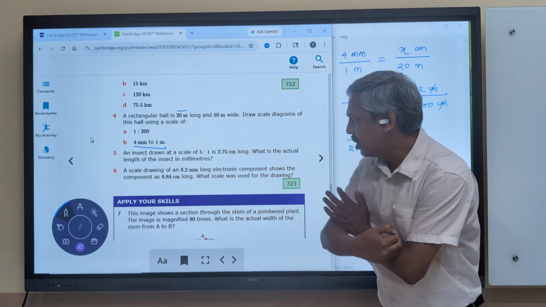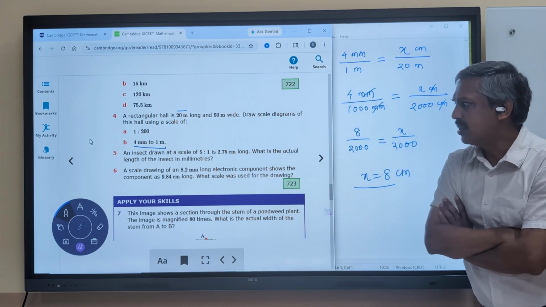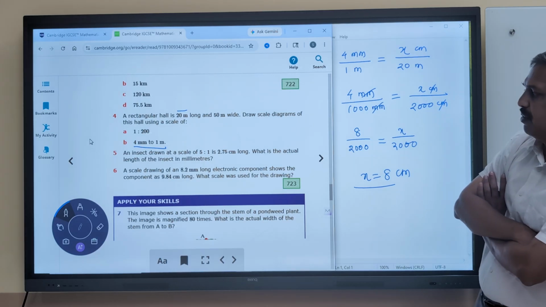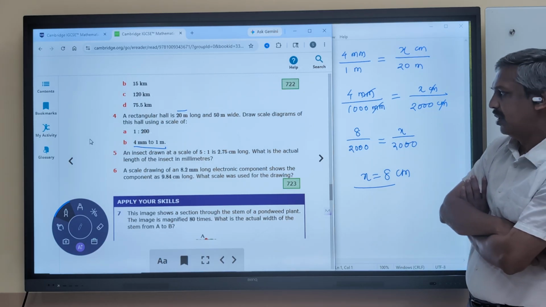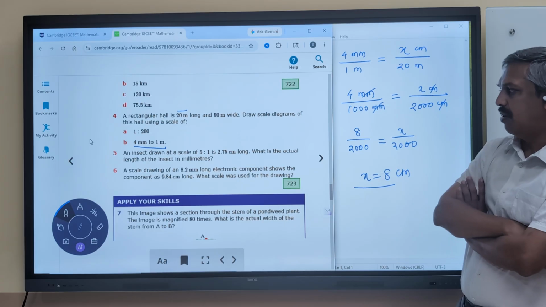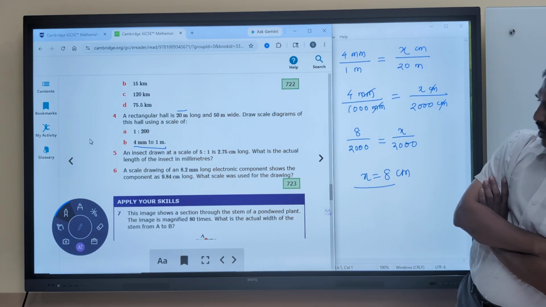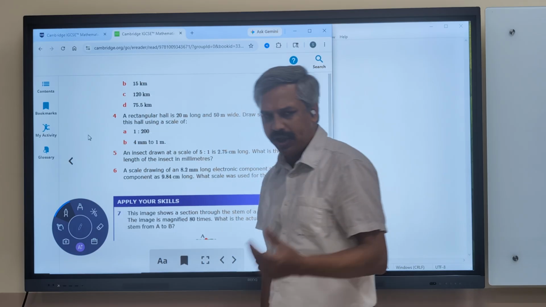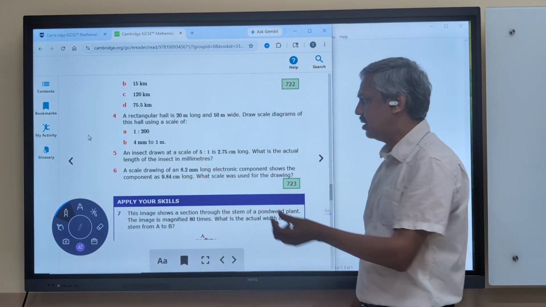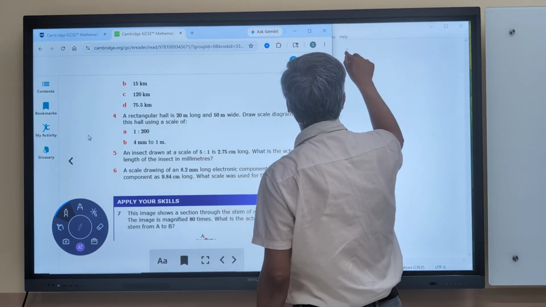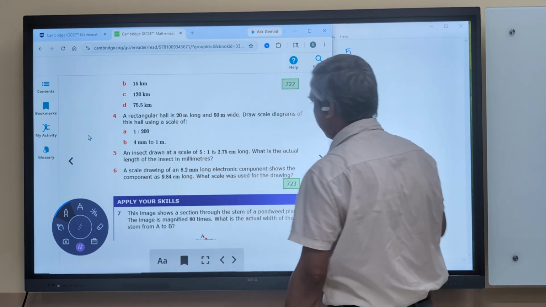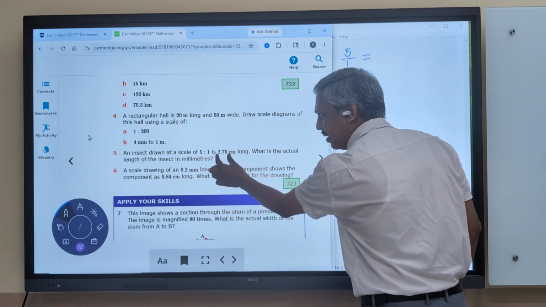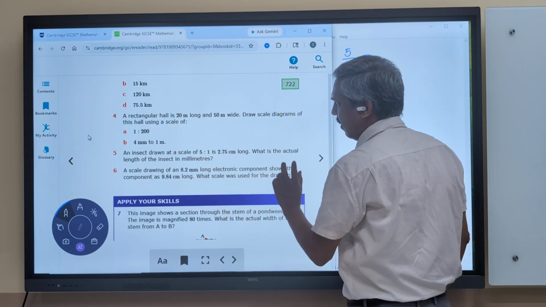This is a good question, question number 5. An insect drawing at a scale of 5:1 is 2.75 centimeters. What is the actual length of the insect in millimeters? Let's go. So we are drawing an insect. You know the insects are very small. The insect is drawn with a scale of 5:1. So 5 upon 1 is equal to, on paper, it is 2.75.